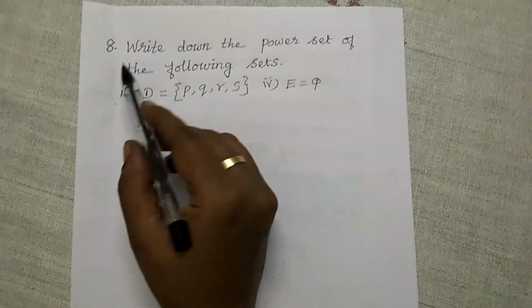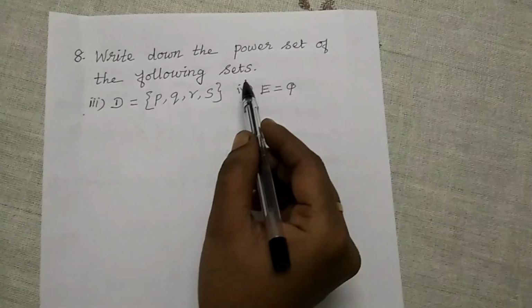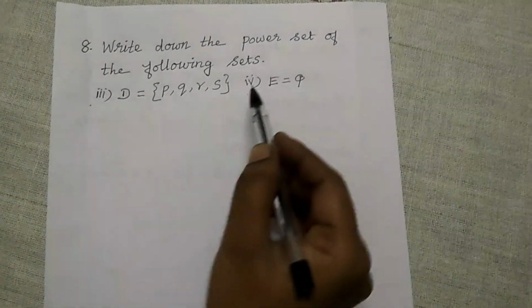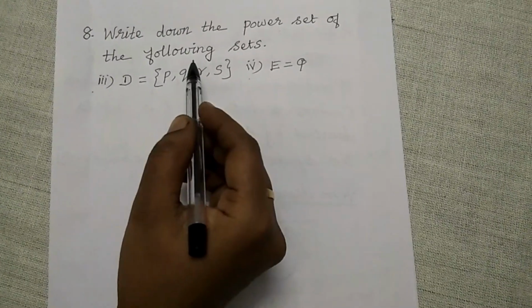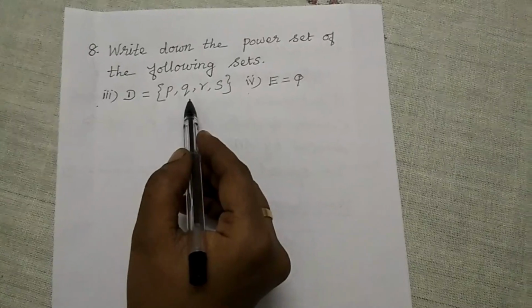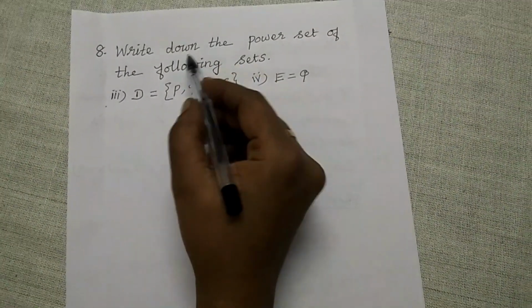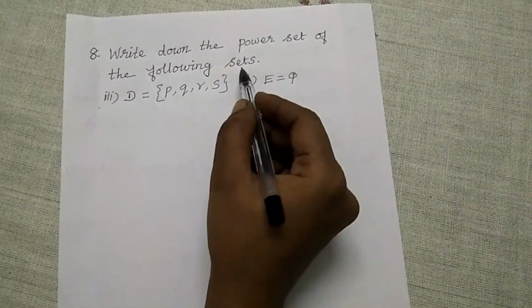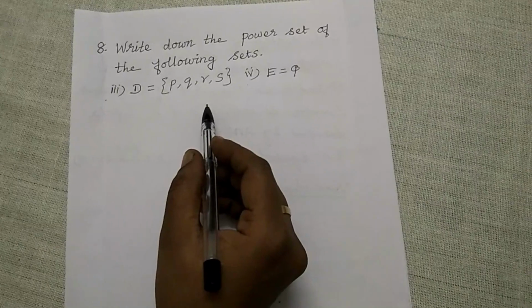Then 8th question, write down the power set of the following sets. Third one and fourth one. Now you have to say first 2 questions homework for you. Third one, D is equal to set of P, Q, R, S is given. Okay. Then find the power set of the following set. First we have to find the subsets of the set D.